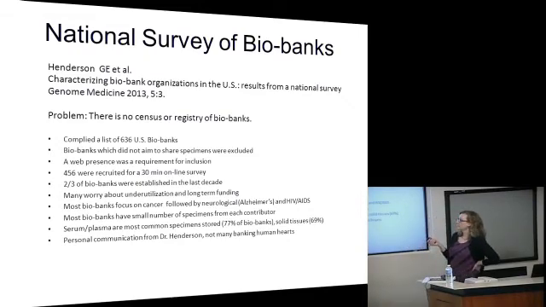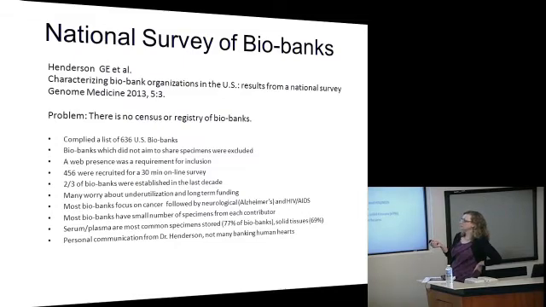Their group compiled a list of 636 US biobanks, and part of their exclusion was to eliminate banks that had no aim to share their biospecimens. A requirement for inclusion in the study was a web presence, so there had to be some sort of easy way of getting information on these biobanks. They were able to recruit 456 banks for a 30-minute online survey.